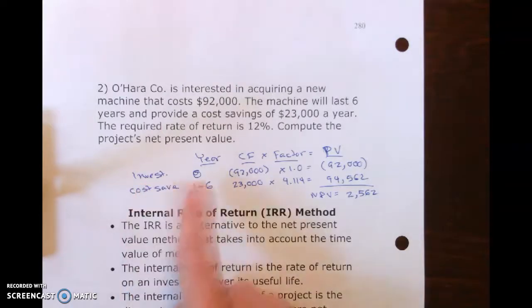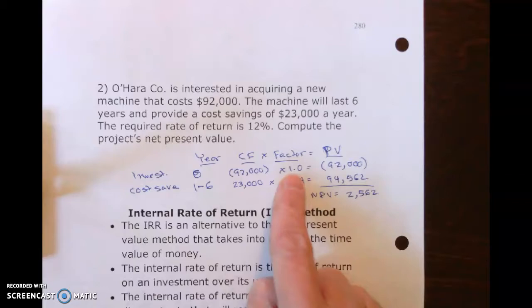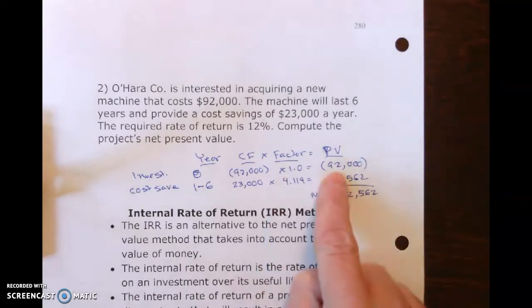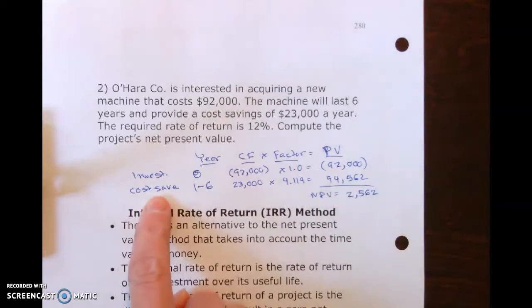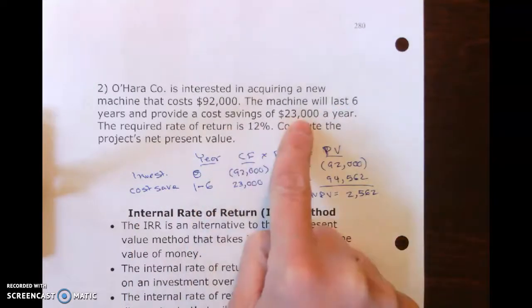We have our investment that occurs in year 0. $92,000 is the cost. Our factor is 1 because it's now. $92,000 cash outflow is our present value. We have our cost savings, which we treat as a cash inflow. Cost savings are cash inflows. That lasts from years 1 through 6, $23,000.